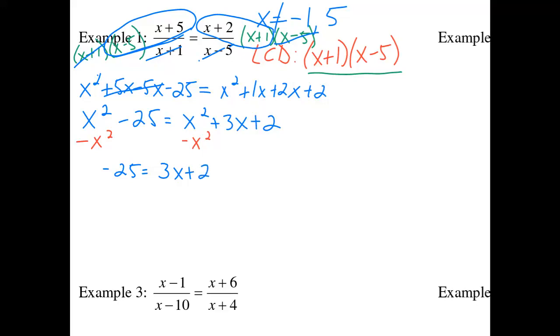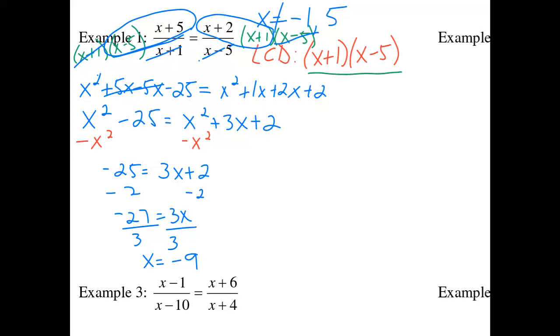So I don't even have to deal with the squared sign anymore. I'm just solving for a regular x. So at this point, I don't care what side x is on. I'm going to keep it over on the right now, and I'm going to move over the 2. So we'll have negative 27 equals 3x. Dividing both sides by 3, we get x equals negative 9.